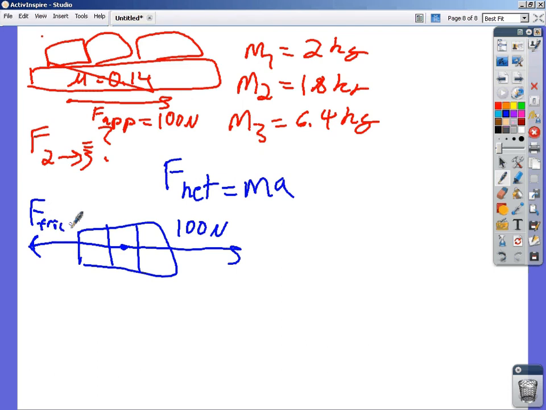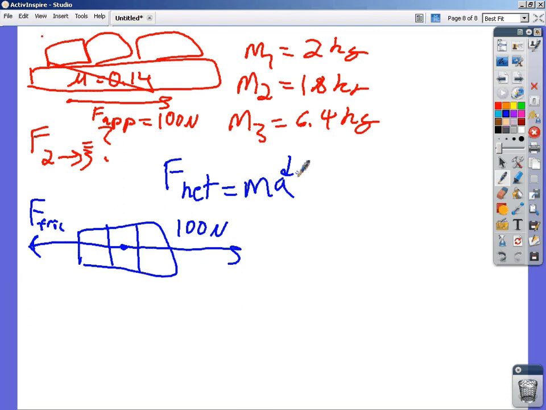By combining them, we can solve for the net acceleration that each block is going to feel. Like I said, they're going to move as 1 unit, so they're all going to accelerate at the same value. So based on a free body diagram, what is the net force equal to? 100 minus the frictional force. Where did we get 100 from? From the applied force in the problem, it says the blocks are pushed with a 100 newton force.